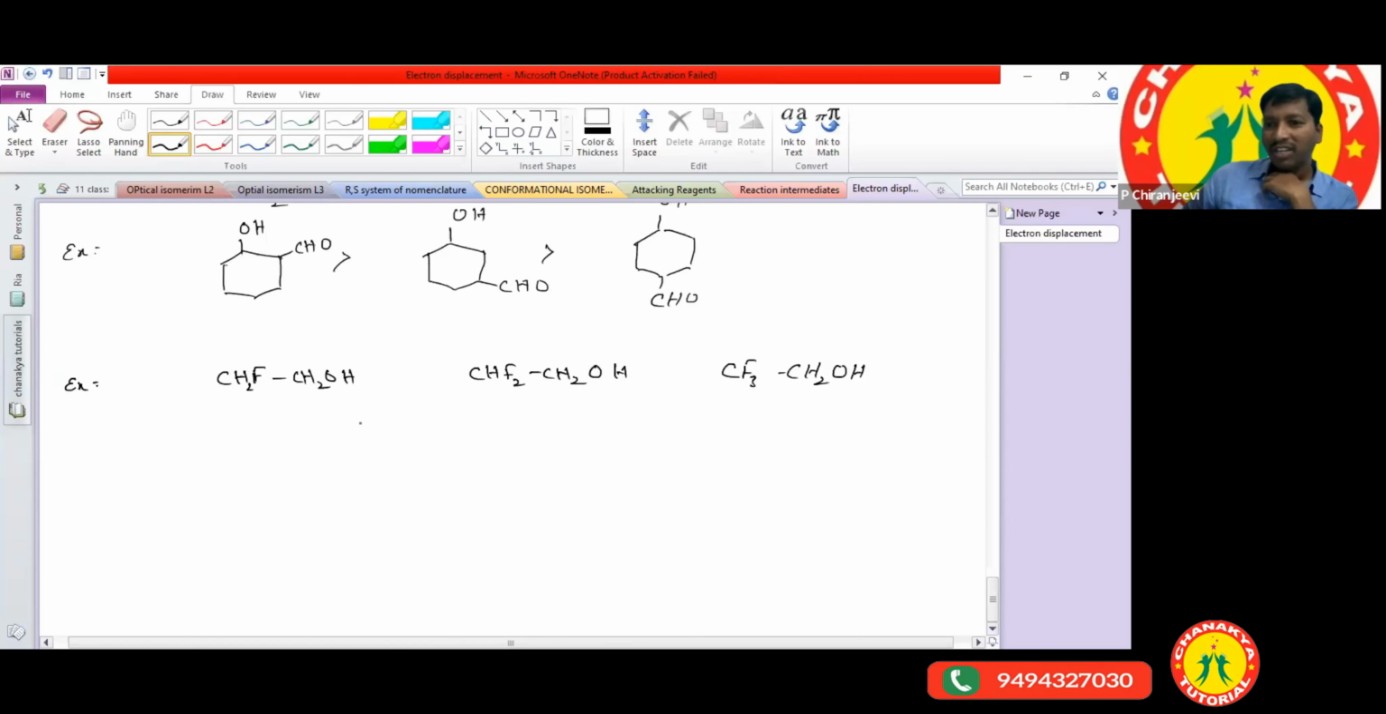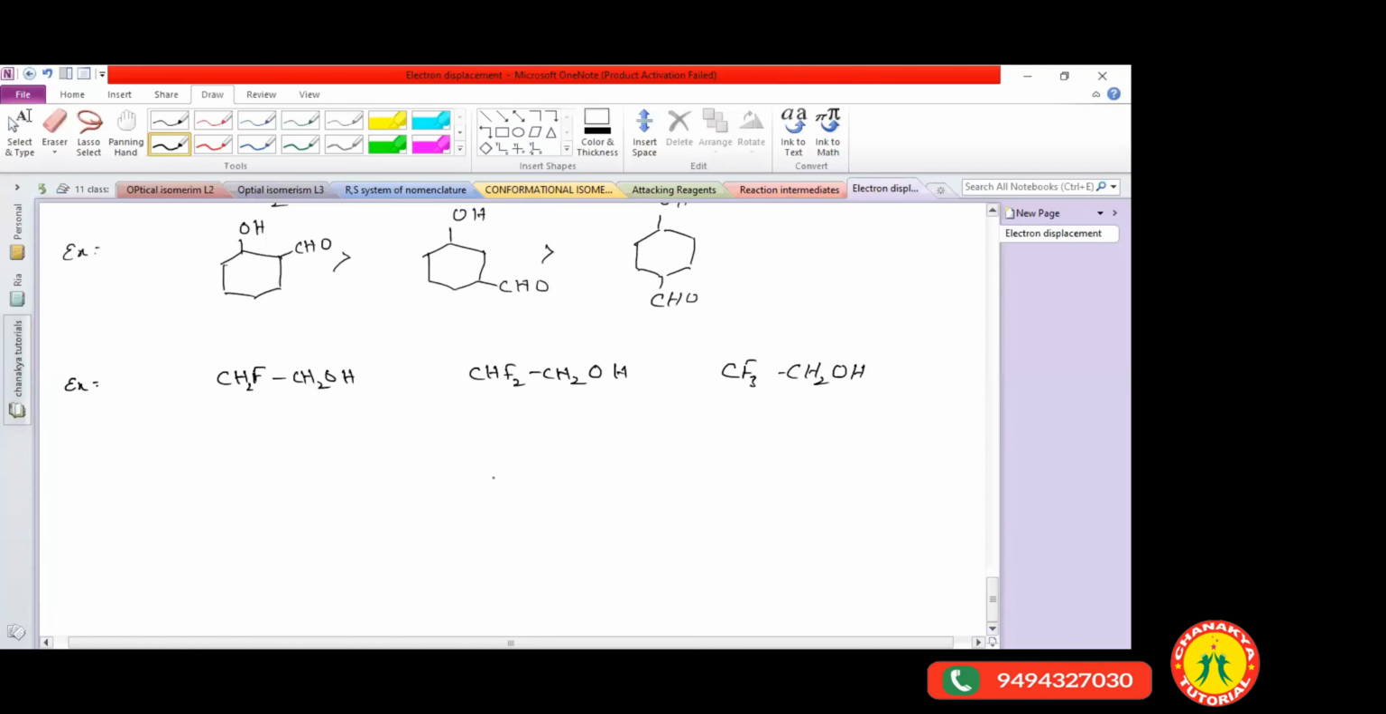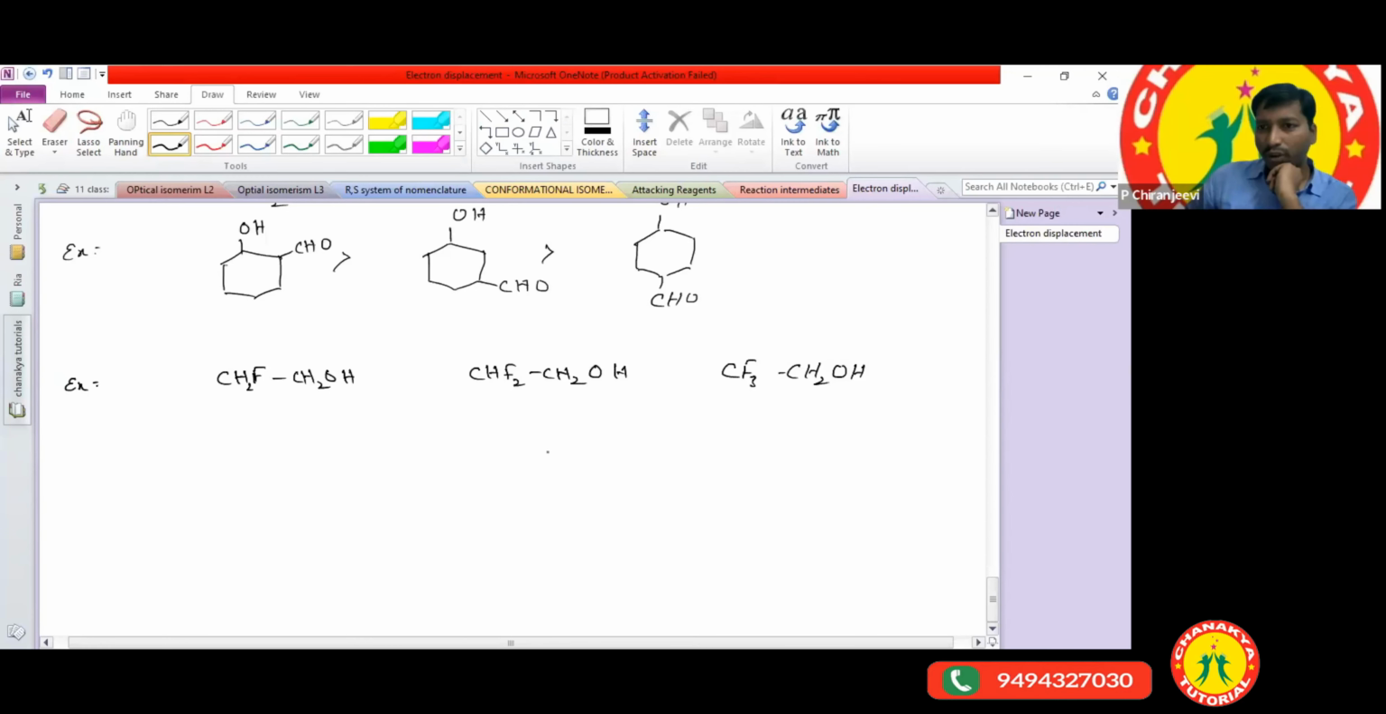Tanishq, Sirisha. Tanishq, which one is more acidic in nature in the example? Either the first one, second one, or third one? Tanishq, I'm not getting your voice. The first one, second one, or third one?